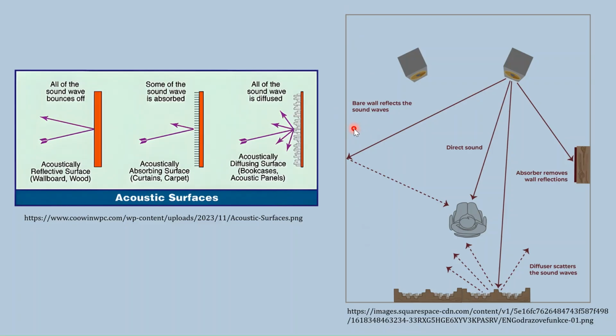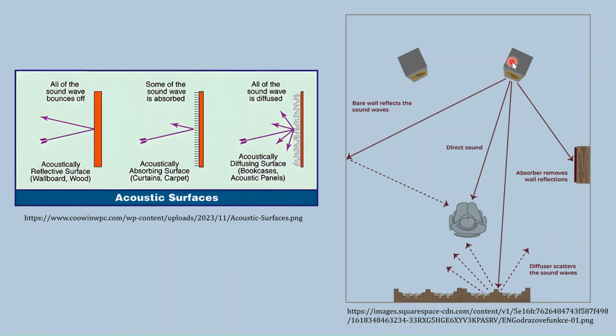So the sound waves which are getting incident on this bare wall, they will be getting reflected. While on the right hand side, here we have the absorber. So the sound waves falling on it, they will get absorbed. So this absorber removes the wall reflection. And on the back side, we have a diffuser which scatters the sound waves in all directions.